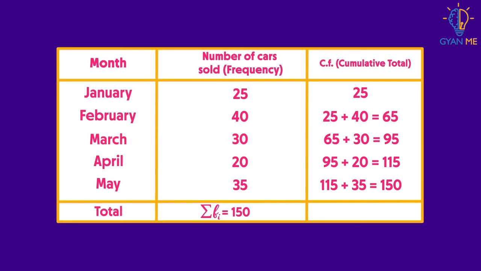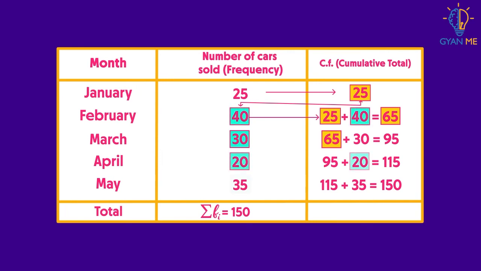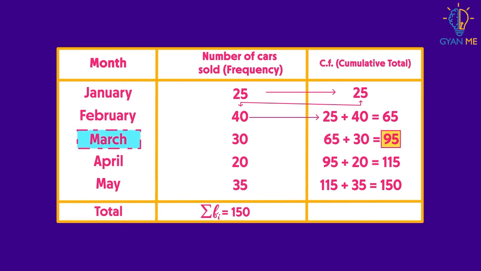Now, since his manager had asked him to find the data till the month of March, Rahul added all the frequencies, that is, the number of toy cars he sold till March. So we can say that he calculated the cumulative frequency till March. After calculating, he answered his manager that he sold 95 toy cars by the end of March.